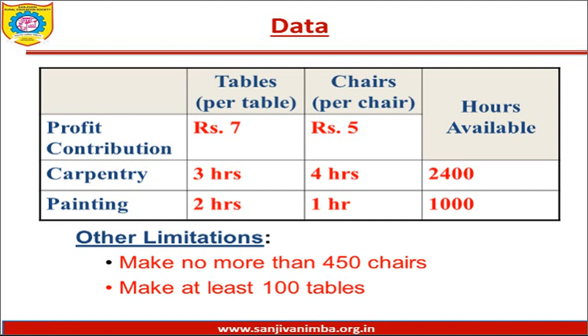Above is the information, and there are a few more limitations. Number one, you cannot make more than 450 chairs, and you have to manufacture at least 100 tables. So this is the data given to you.